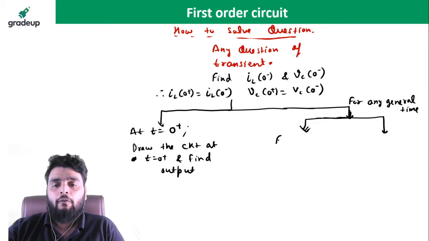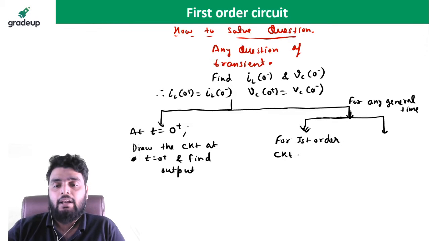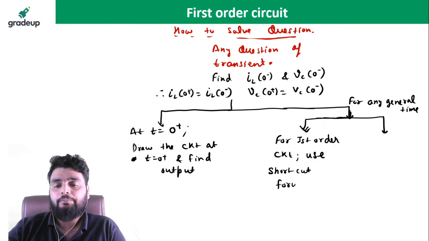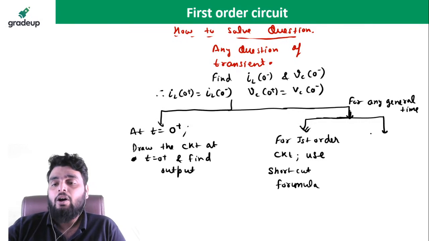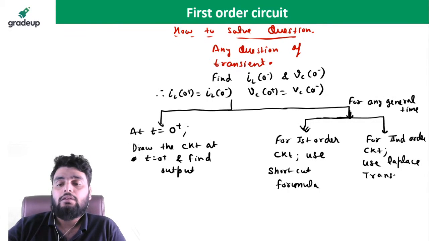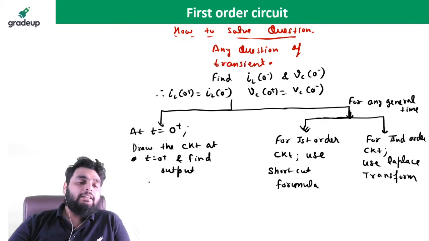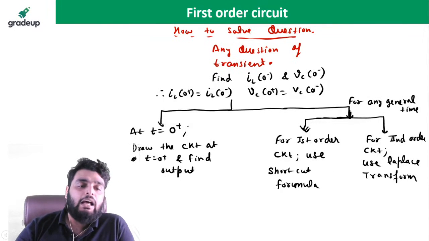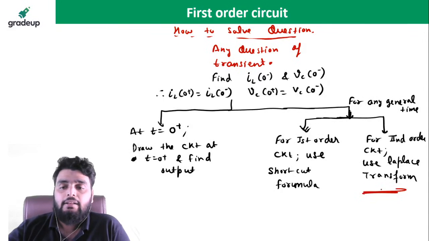So for first order circuit, I can use the shortcut formula. For first order circuit, use shortcut formula. For second order circuit, use the Laplace transform. Okay, but there is very less chance that they will ask questions from this particular concept.